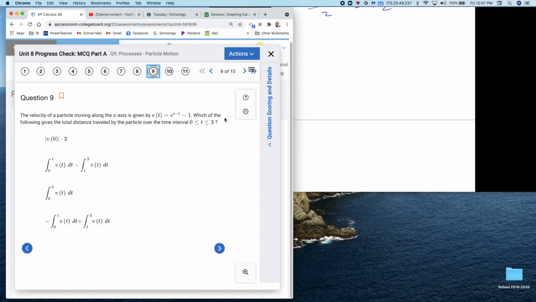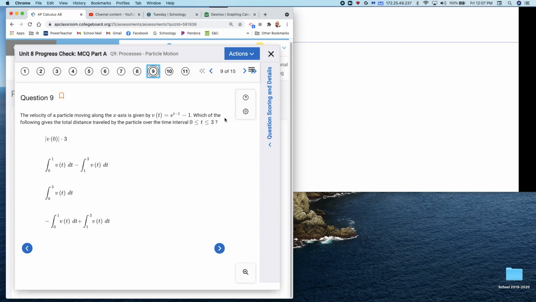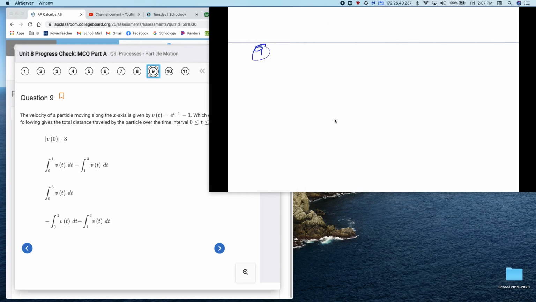And number 9 says the velocity of the particle is this. Which of the following gives the total distance traveled? So again, we've talked about this a couple times with some other videos, but the total distance is equal to the integral from a to b of the absolute value of velocity. So based on that, you kind of go, oh, well, which one is this?